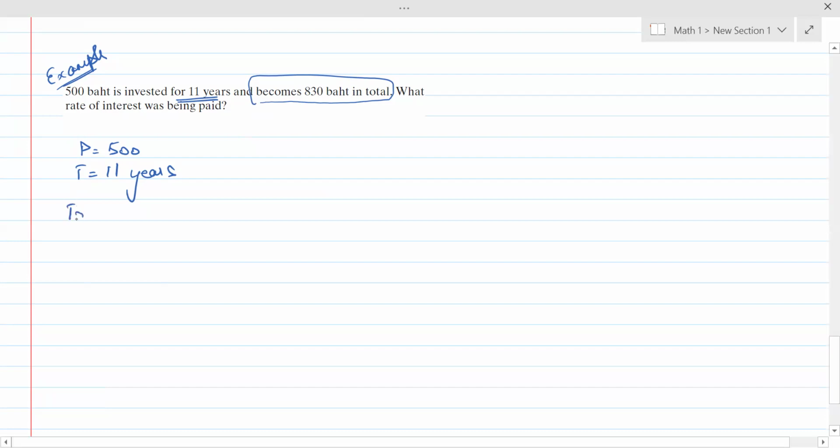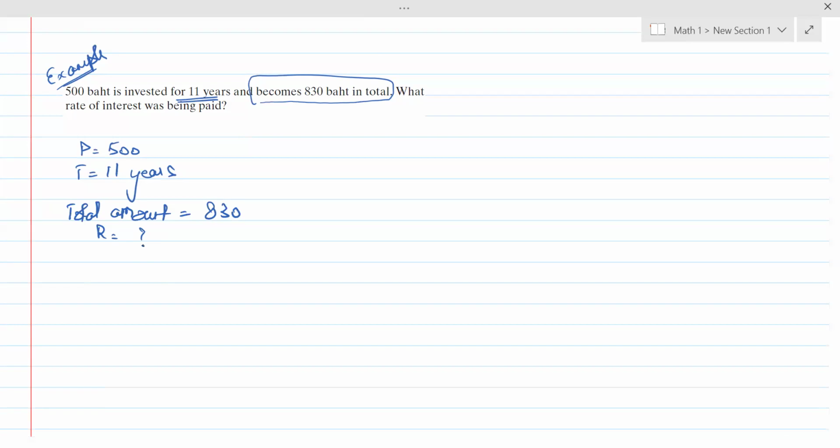The total amount given is 830 baht. What rate of interest was being paid? Rate of interest being paid means it is again the R to be found. Now, unlike the previous question, where the rate was to be found, here again the rate is to be found.